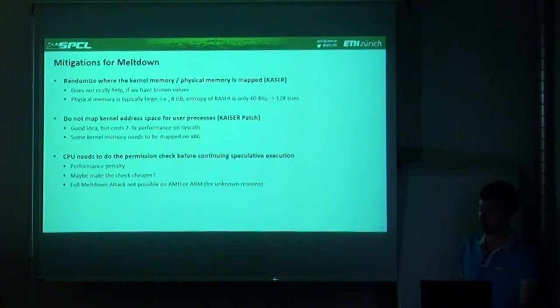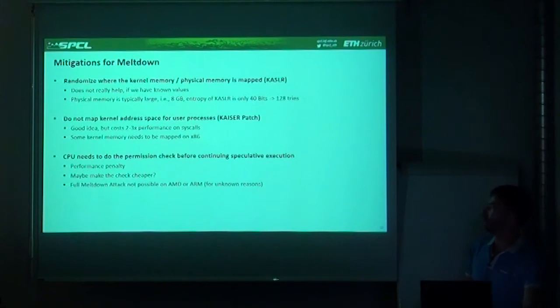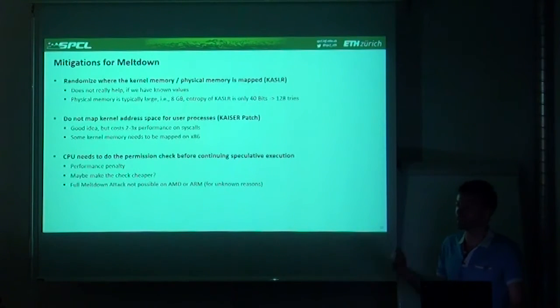Also, what is interesting is the full Meltdown attack, even though some proof of concept stuff works, has not been demonstrated for AMD and ARM, but for unknown reasons, right? It could just be that their out-of-order execution pipeline is not deep enough or something like this. We don't know. So with a different code, it might still work. So there is nobody from AMD or ARM that stood up and said, yeah, we always do this permission check. That's why we are slower than Intel, but we are more secure.